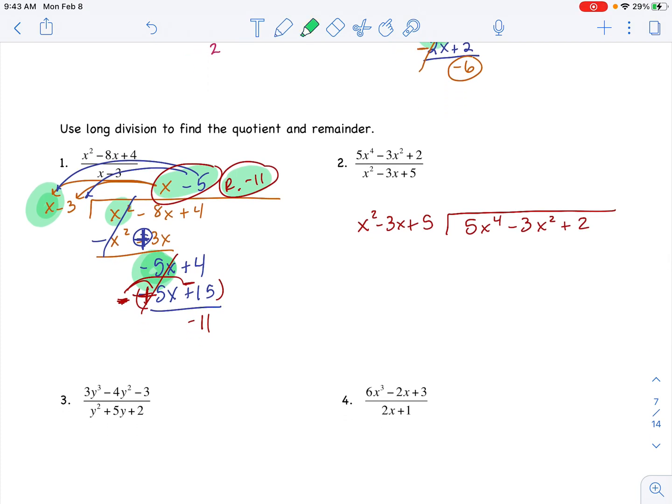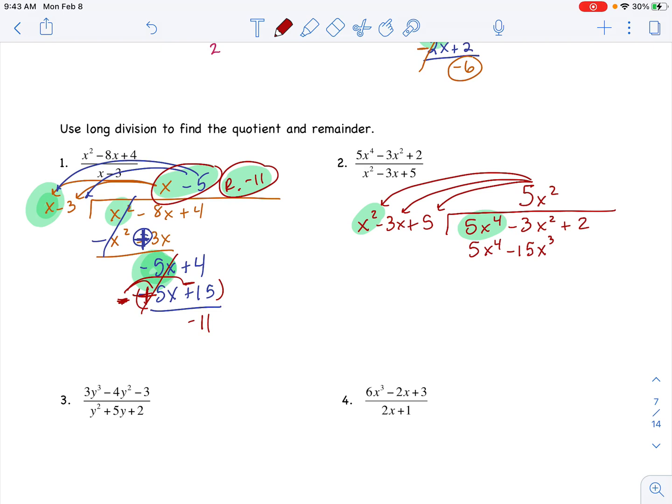All right, so I always start at the beginning, look at those first two terms. X squared times what gives me 5x to the 4th? I'm going to need a 5, and I'm going to need an x squared. All right, 5x squared times x squared will give me 5x to the 4th. I'm going to distribute this 5x squared to everything. So that'll give me negative 15x to the 3rd.